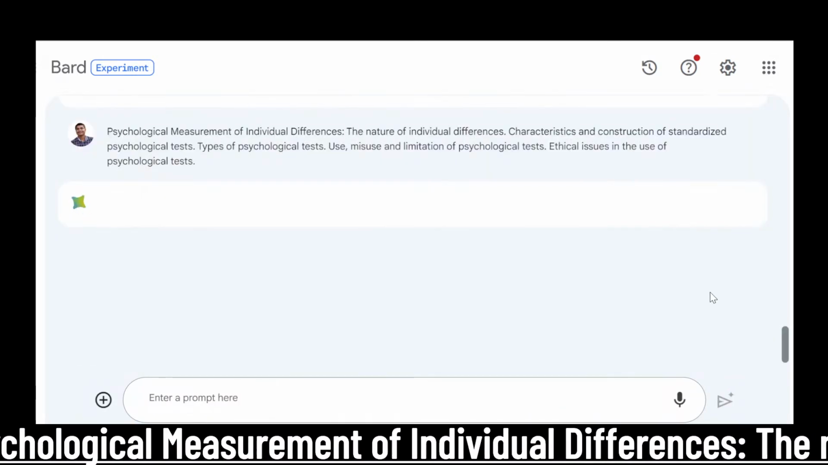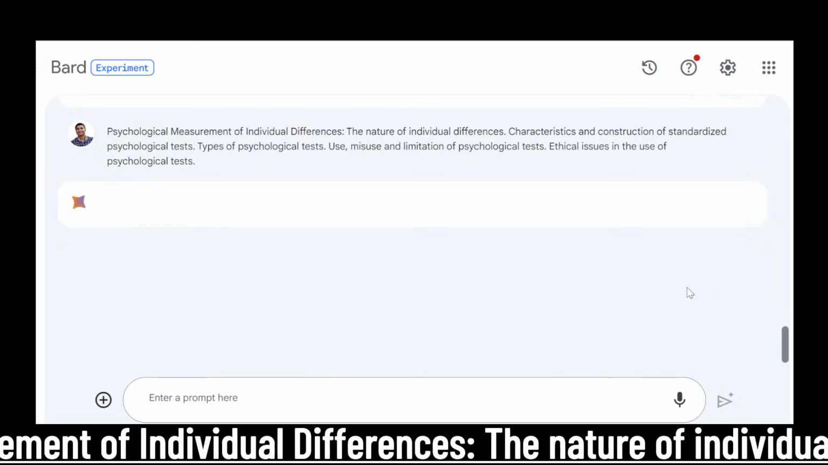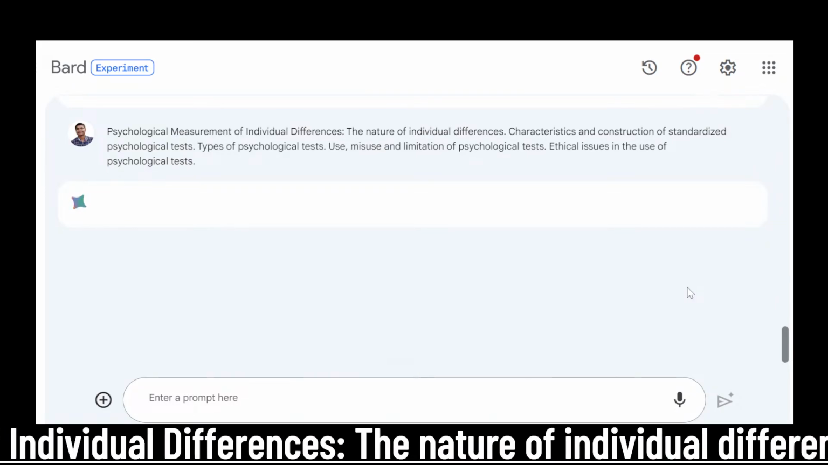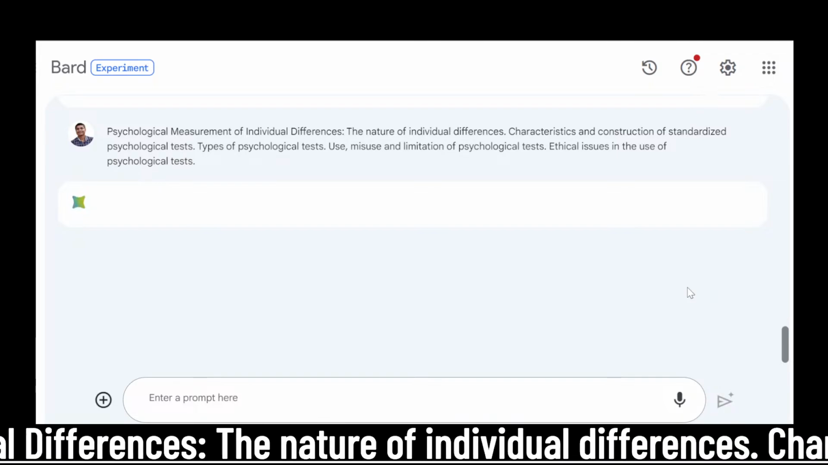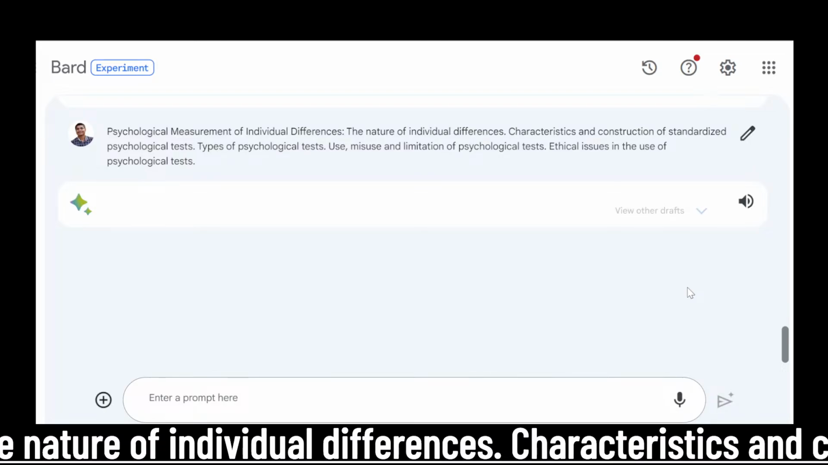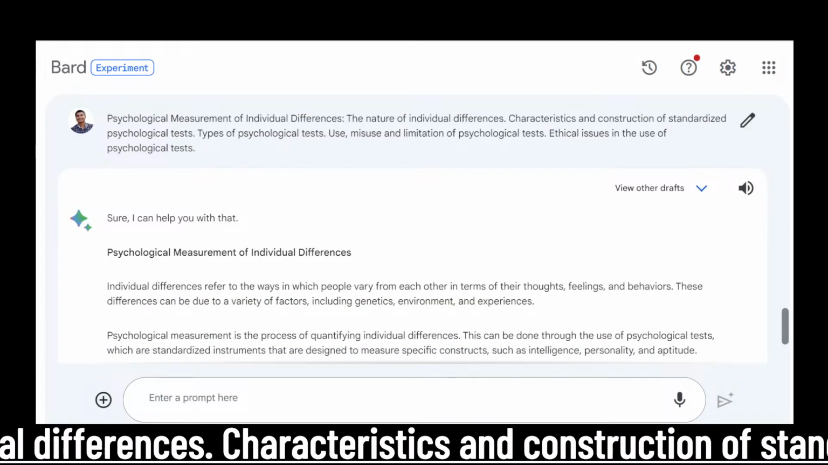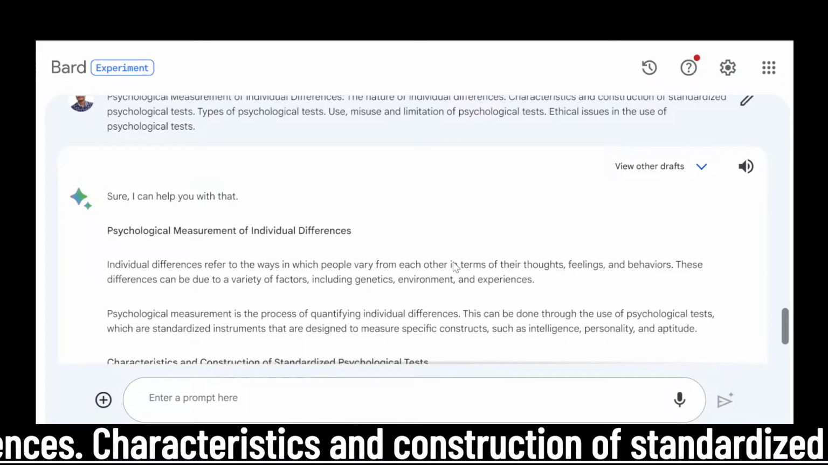So talking about psychological measurement of individual differences, the nature of individual differences, characteristics and construction of standardized psychological tests. What are the tests? Types of tests, use of tests, misuse of tests, limitations of psychological tests, ethical use of psychological tests. So it is quite interesting for me. So talking about psychological measurement of individual differences.